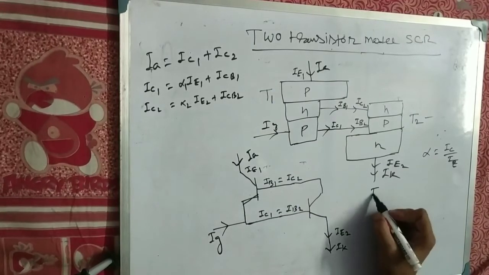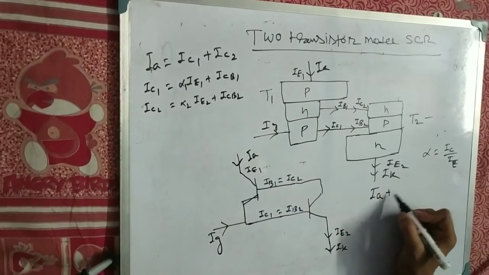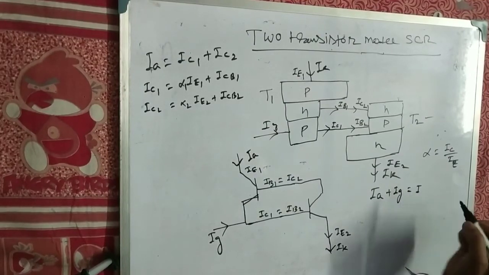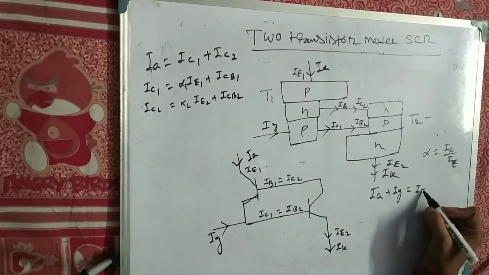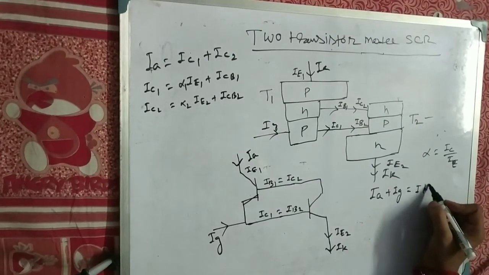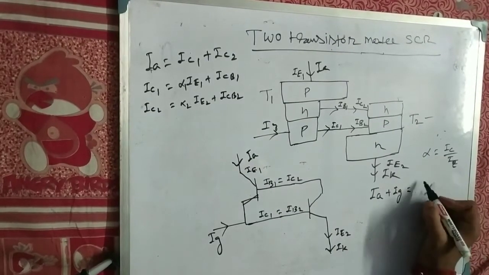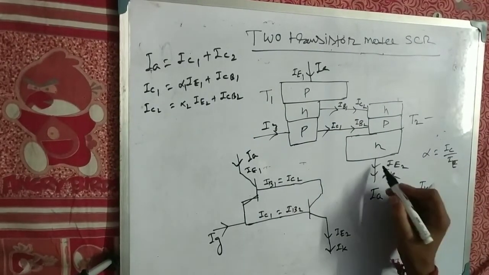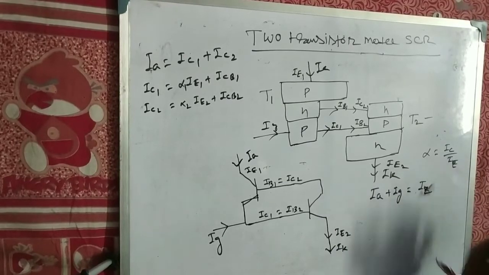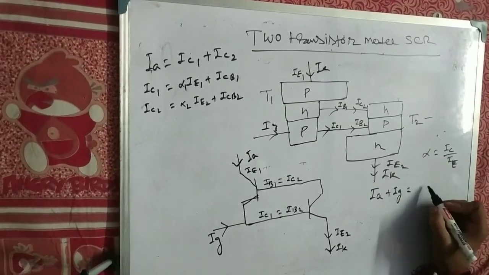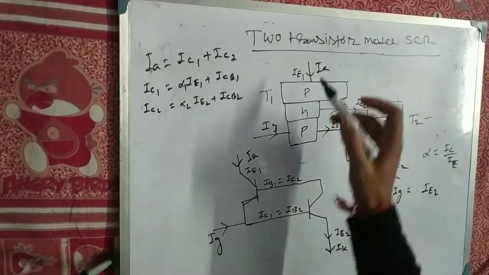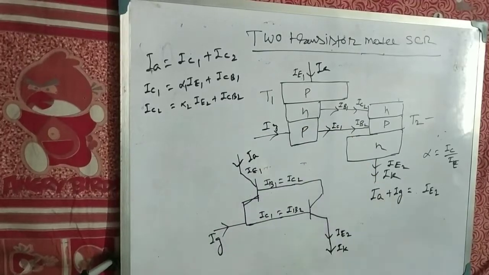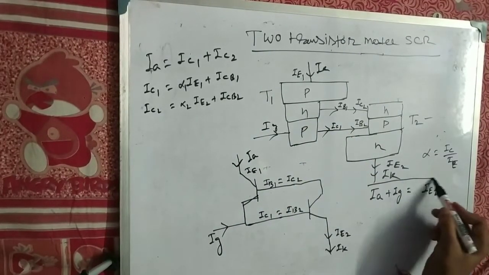From KCL we can write anode current IA plus IG equal to IE, cathode current, sorry, IK. Or cathode current equal to IE2. We can directly write IE2 because from outside two currents are entering, IA and IG, and leaving is the cathode current. Okay, this is also an equation.